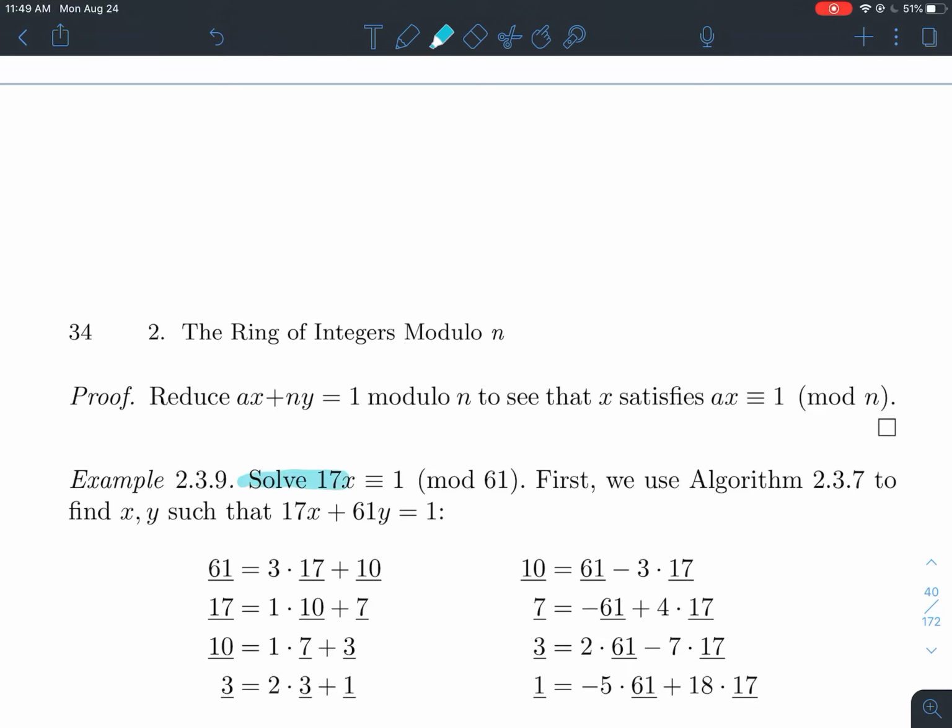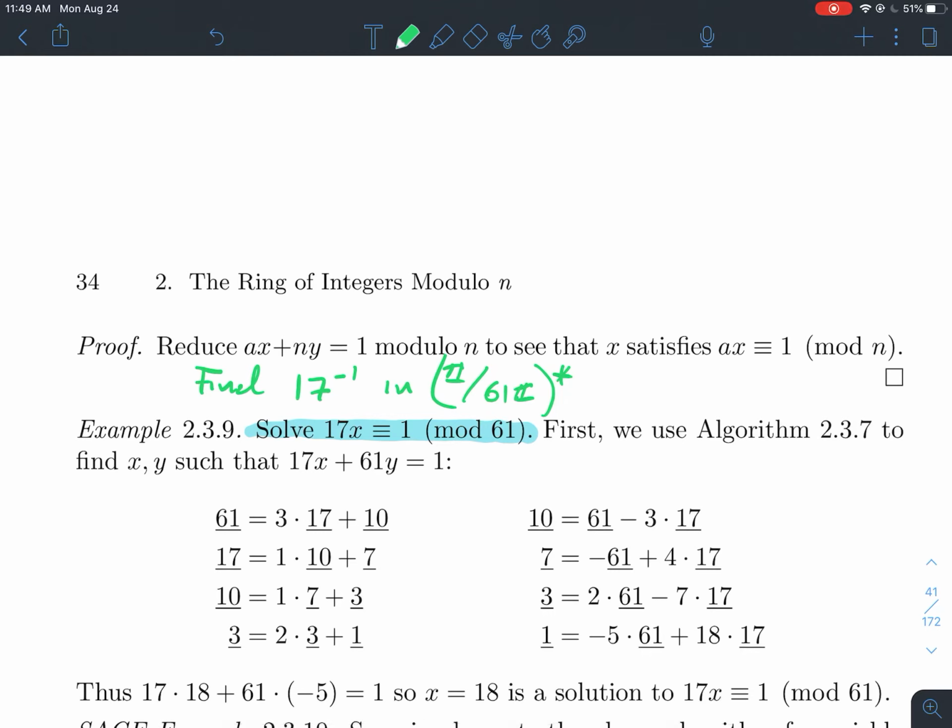Let's say I wanted to solve the congruence 17x is congruent to 1 mod 61. In other words, you could think of this as finding the inverse of 17. So find 17 inverse in Z mod 61 Z star. It's another way to say this. So what we'll try to do, like I said, is write 1 as a linear combination of 17 and 61.